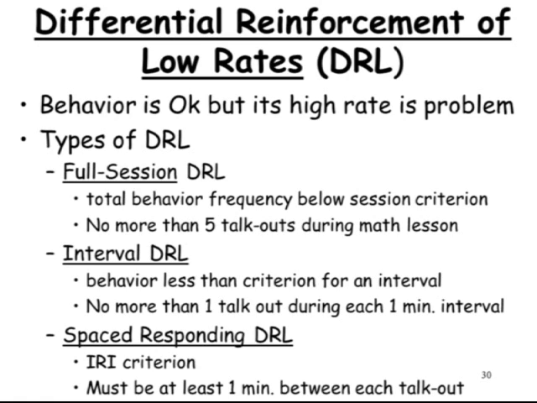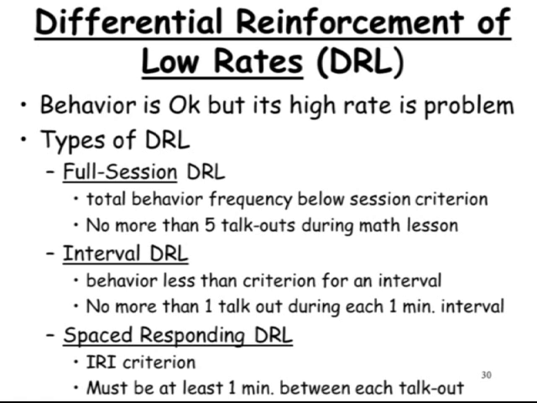Interval DRL deals with just looking at the rate of a behavior. Like you decide that if the behavior happens no more than 1 time per minute, then that's acceptable. This can be a very effective way to implement DRL, but I find that it's pretty hard to implement. You have to be very vigilant about looking at a clock, and it's just really hard to do. So that's why I usually go with the full session DRL.